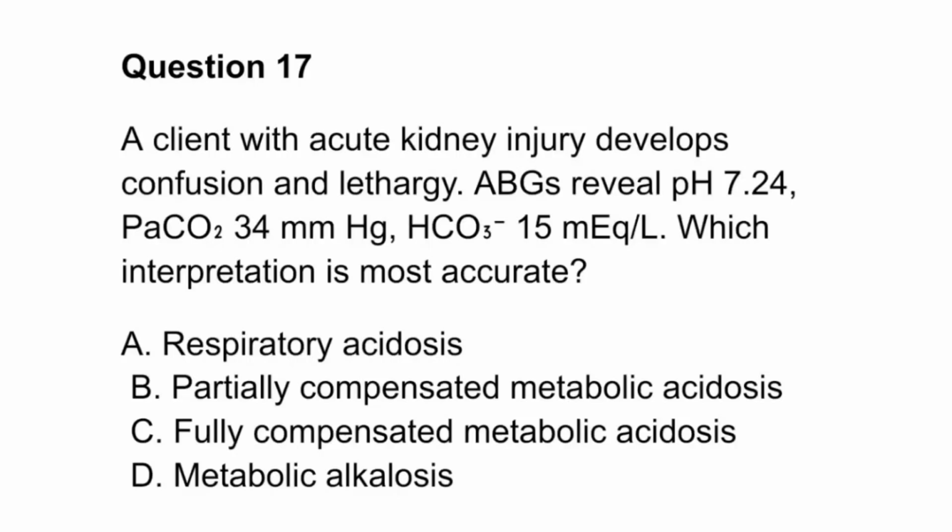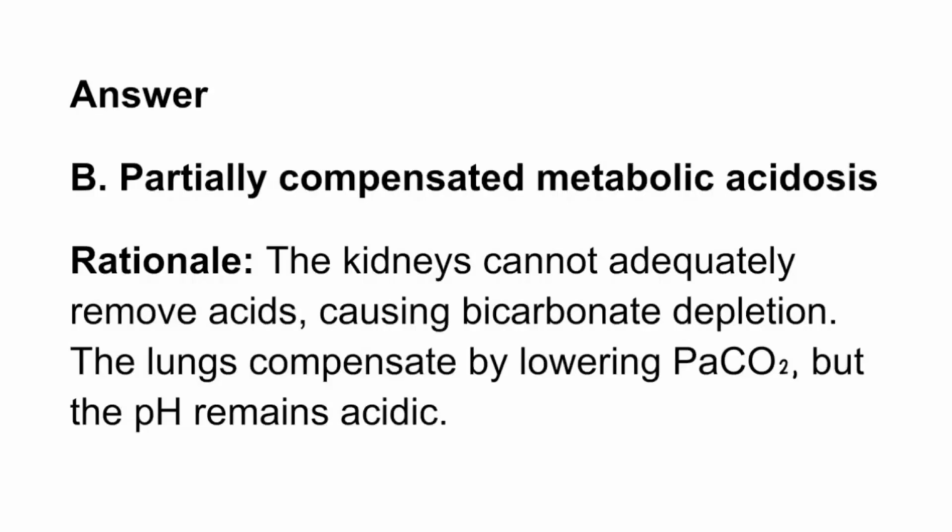Answer. B. Partially compensated metabolic acidosis. Rationale. The kidneys cannot adequately remove acids, causing bicarbonate depletion. The lungs compensate by lowering PaCO2, but the pH remains acidic.